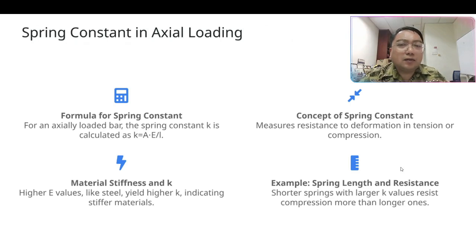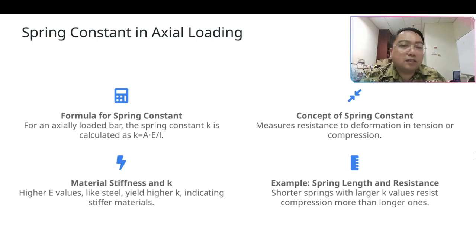Spring constant in axial loading: the formula for the spring constant of an axially loaded bar. The spring constant k is calculated by this equation. You know about k, F equals kx. This equation comes from this.